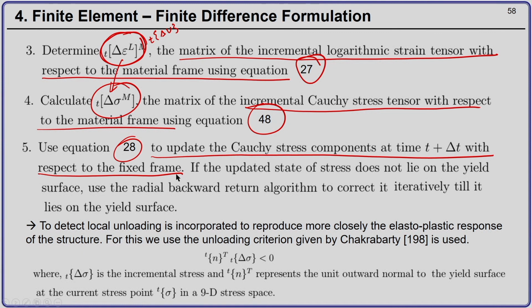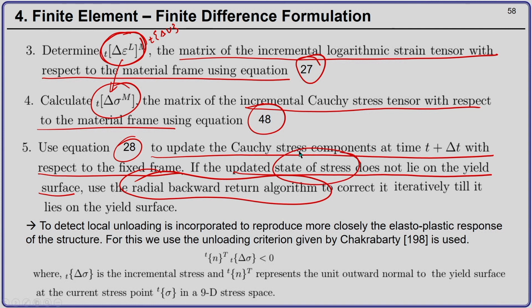to the fixed frame, and if the updated state of stress does not lie on the yield surface, we then have to use the radial backward return algorithm, which we are not discussing in this particular lecture, because it is itself a big topic. Once you find that the updated state of stress does not lie on the yield surface, we use the backward radial return algorithm to bring these stresses back to the yield surface, and we correct it iteratively till the stresses lie on the yield surface. Okay. This is the consistency condition that we discussed. Now, this completes the procedure for finding the stresses.